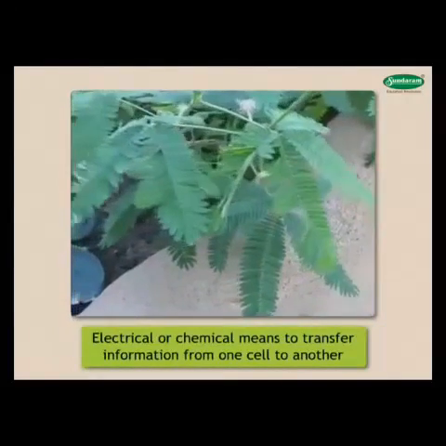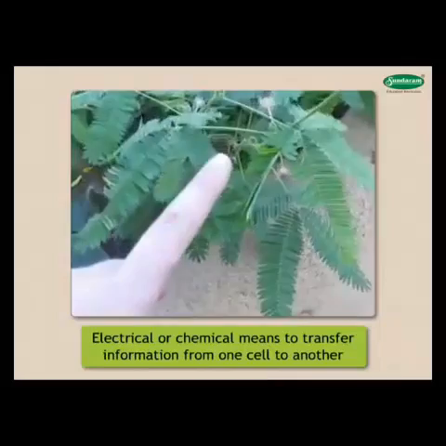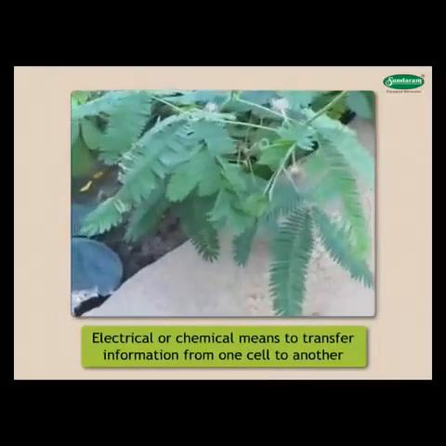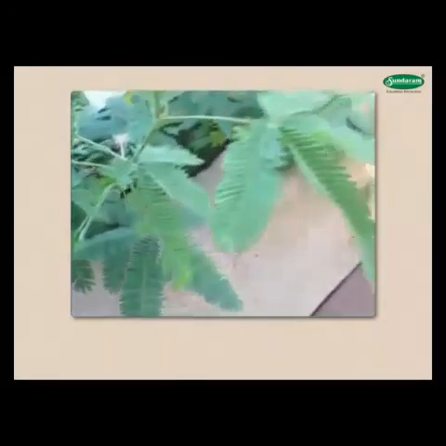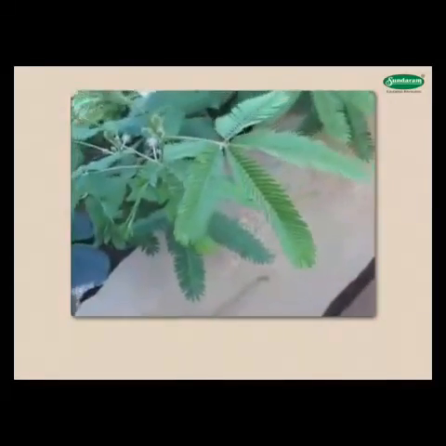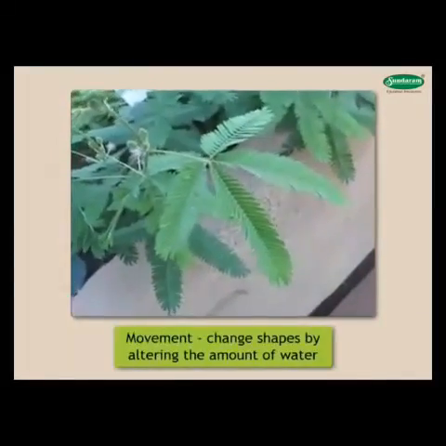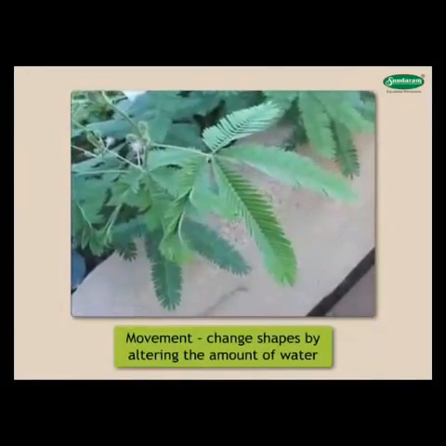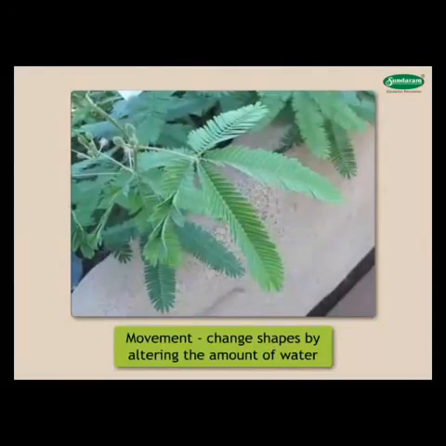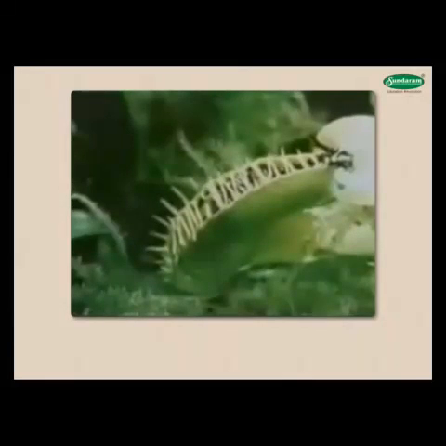The plants use electrical or chemical means to transfer information from one cell to another, as there is no specialized tissue present for the conduction of information. Then the movement is brought about as the plant cells change their shapes by altering the amount of water in them. The cells either swell or shrink and thus change their shapes.